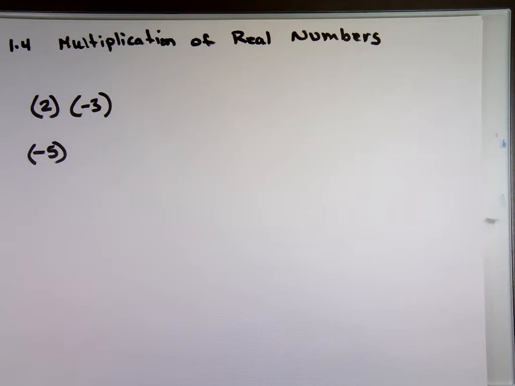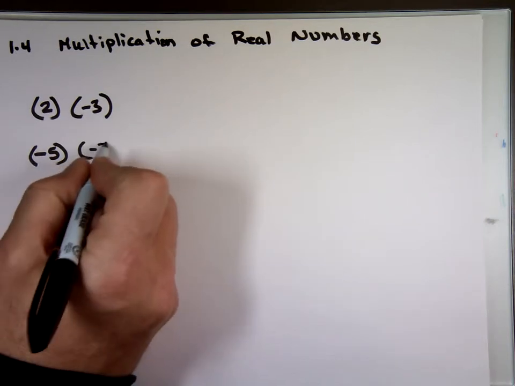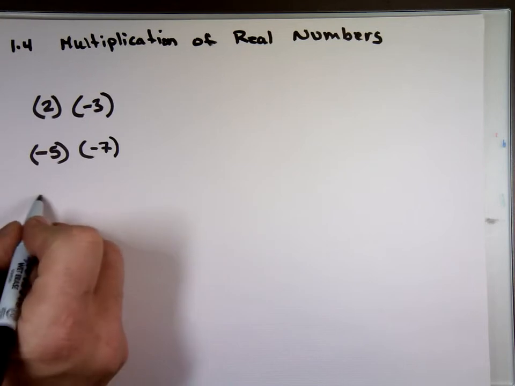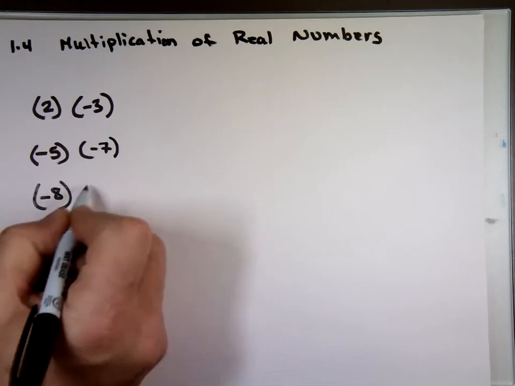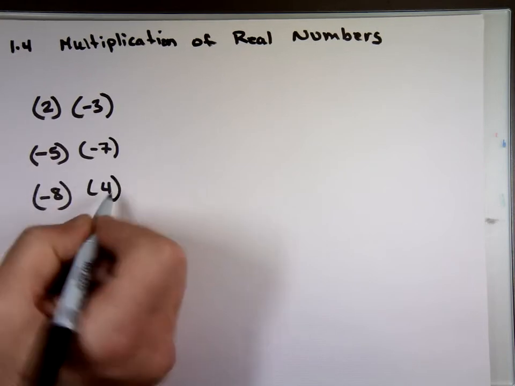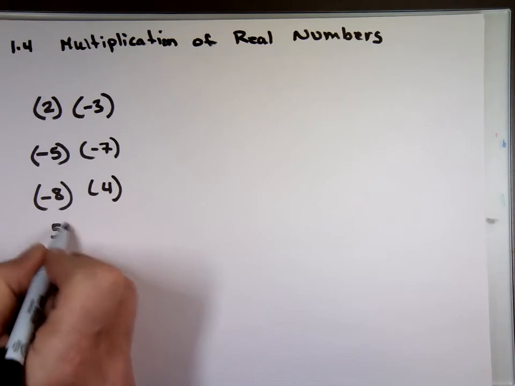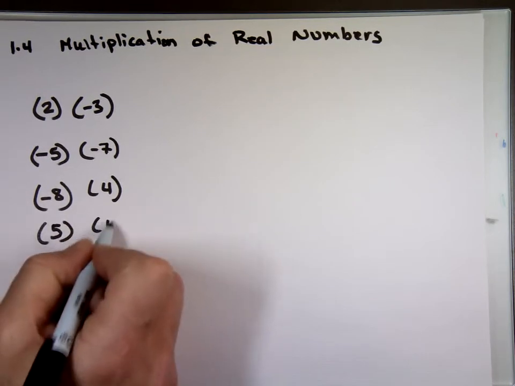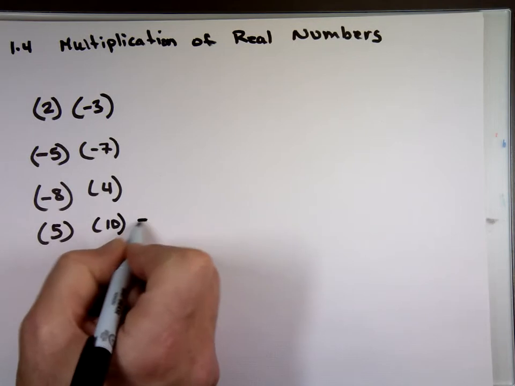If you were to multiply two numbers like 2 times negative 3, or negative 5 times negative 7, or negative 8 times 4, or 5 times 10, we know 5 times 10 is 50.